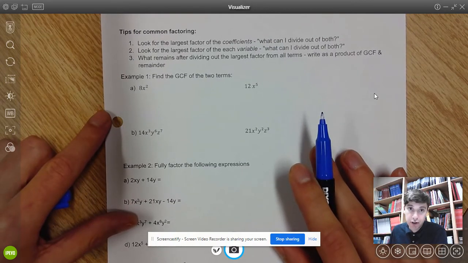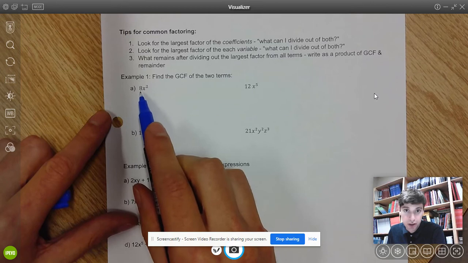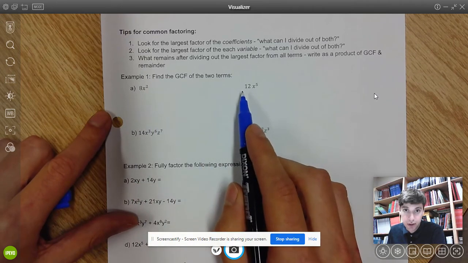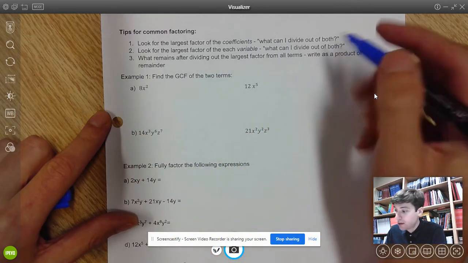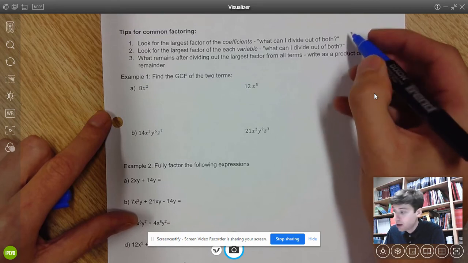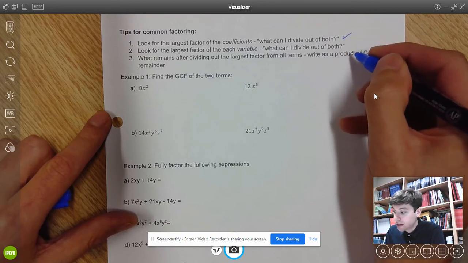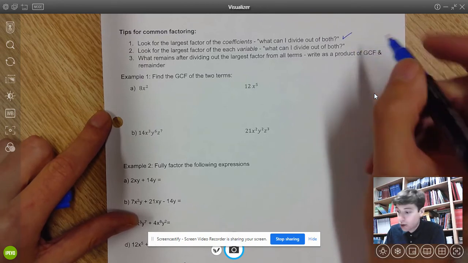When we're common factoring, the first thing I'm going to do is treat the coefficients, which is the number in front of the variable, on its own, and then I'm going to treat each variable separately. So I'm going to look for the biggest common factor of the coefficients, what number divides into both. Then I'm going to look for the largest factor of each variable. That's another way of saying how many x's will go into each term.